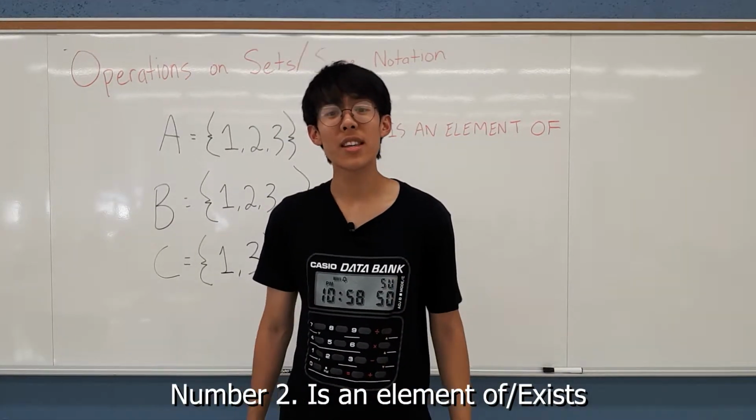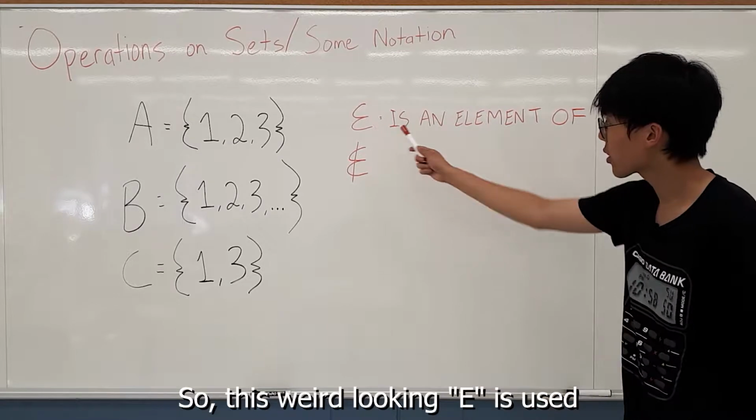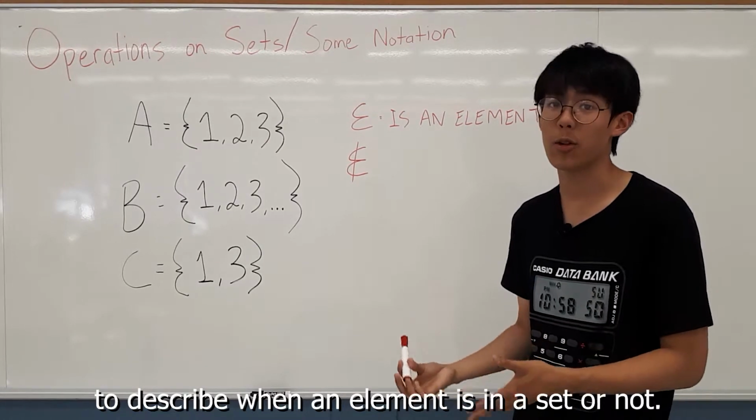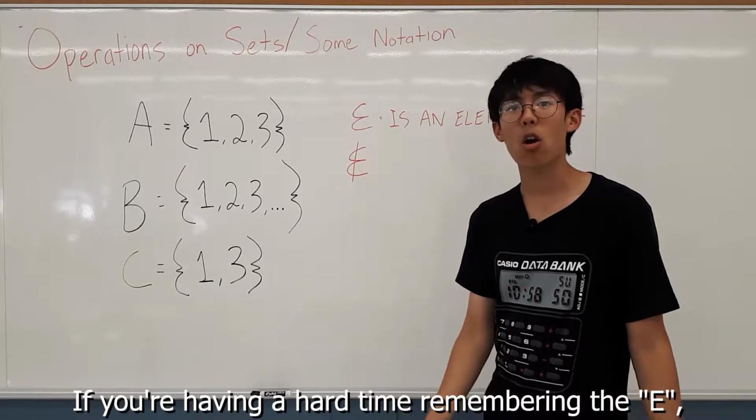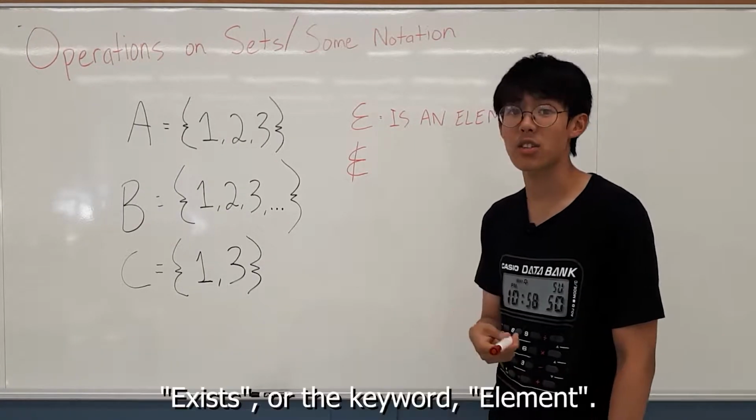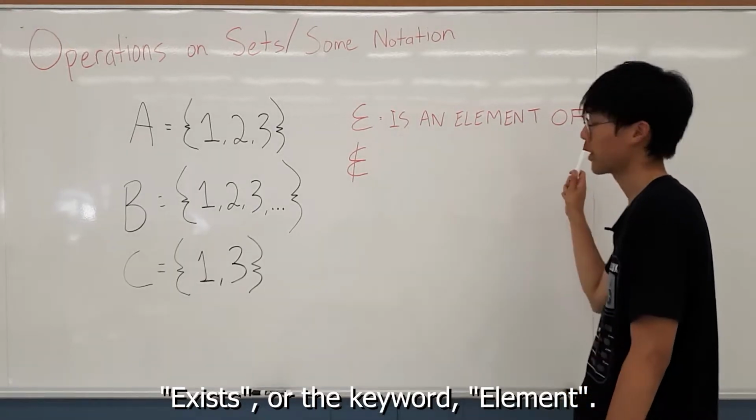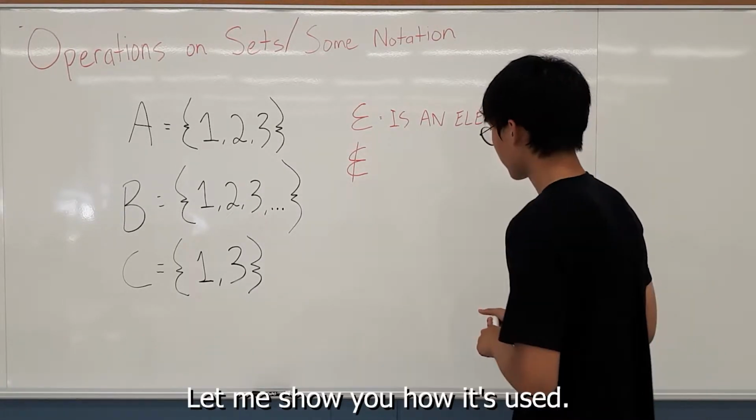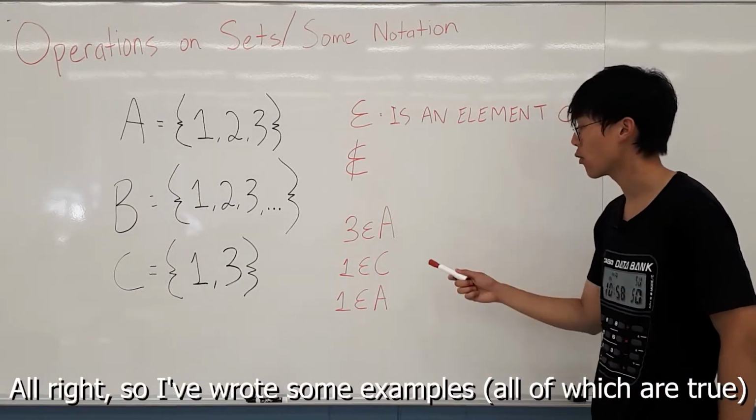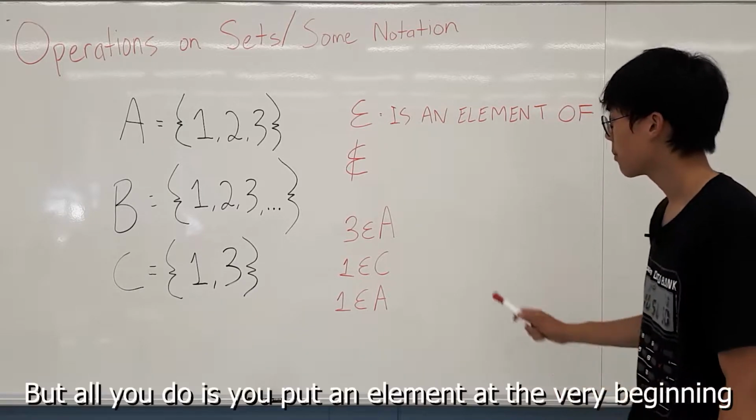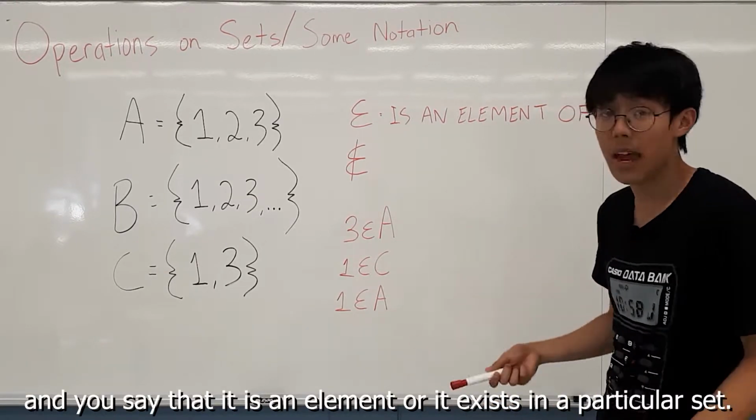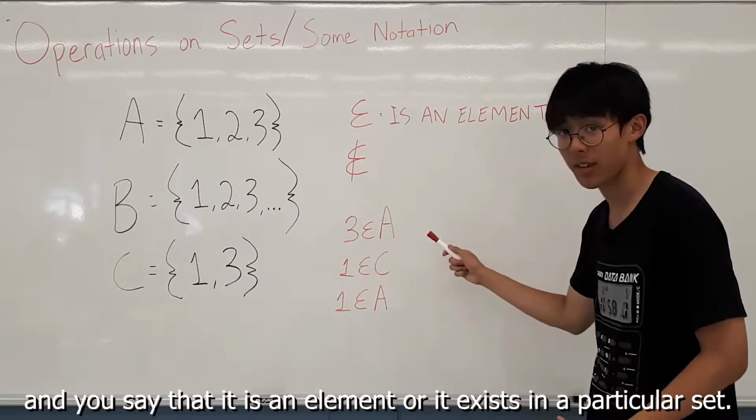Number 2, is an element of. So this weird looking E is used to describe when an element is in a set or not. If you're having a hard time remembering the E, you can think of the E standing for exists, or the keyword element. Let me show you how it's used. Alright, so I wrote some examples, all of which are true. Hopefully they're not too small. But all you do is you put an element at the very beginning, and you say that it is an element, or it exists in a particular set.